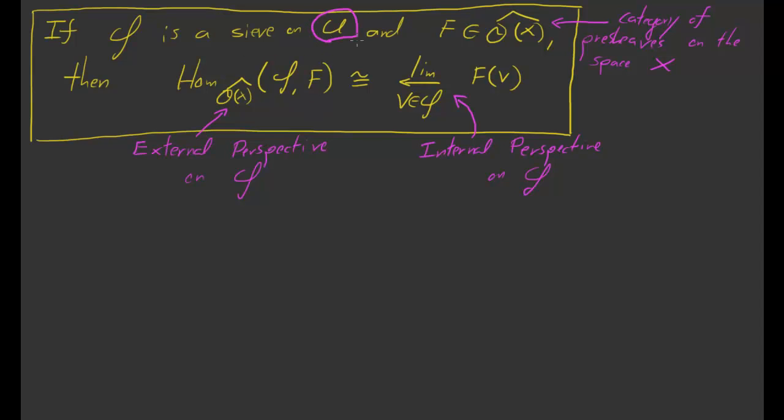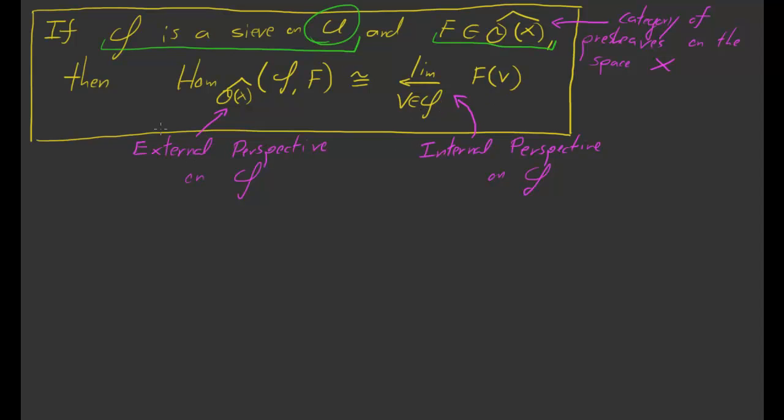Let's let U be an open set in some space X, and let's let S be a sieve on U. And when we say this, we really mean it. We're not regarding S as a covering sieve necessarily, just any sieve. So S is any sieve on U, and F is any presheaf on X. Then the set of functor morphisms from S to F is isomorphic to, or in bijection with, whichever you prefer, the inverse limit over the sets V in S of the F of V.